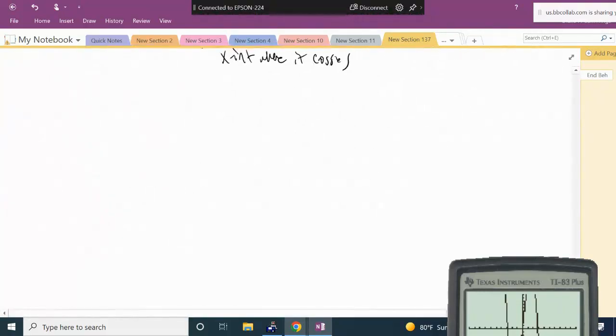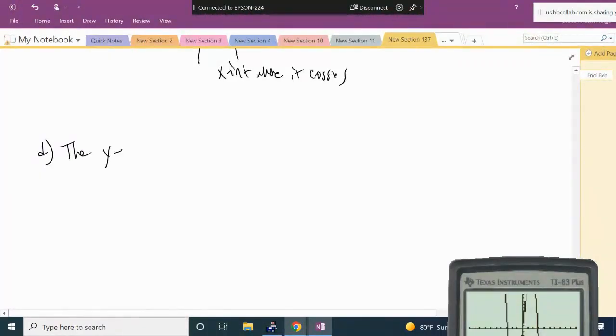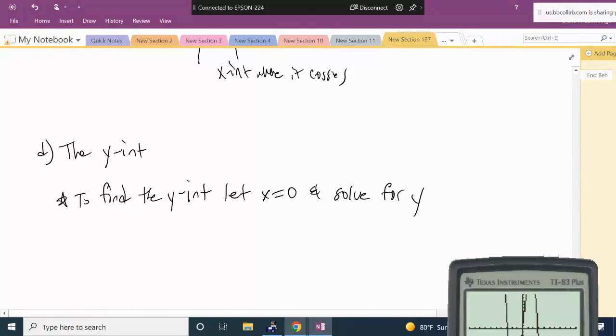And then the last part asks for the Y-intercept. So this will be part D. The Y-intercept. Okay. So how do you find a Y-intercept? To find the Y-intercept, we let x equal 0 and solve for y.